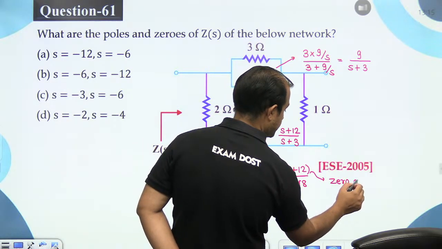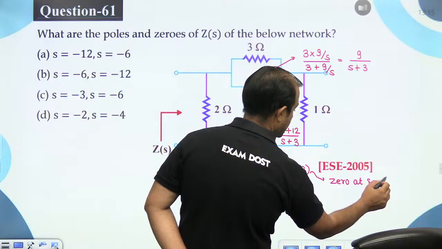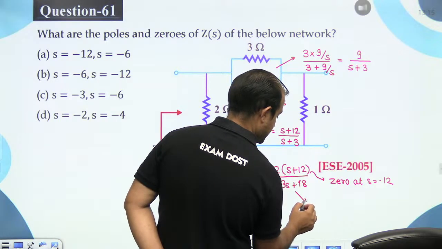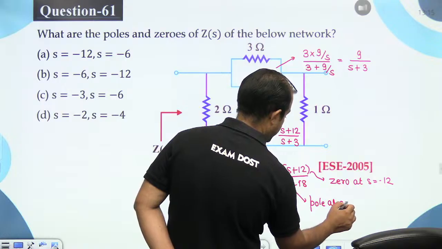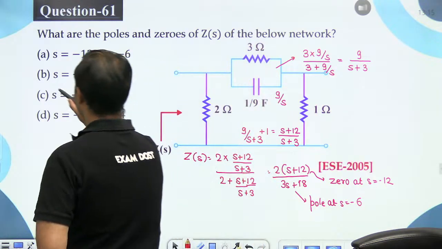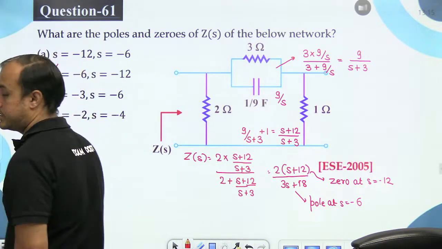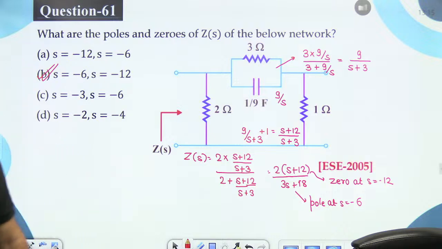Zero. Pole at S equal to minus 6. So answer will be B. Poles and zeros, so minus 6 and minus 12.